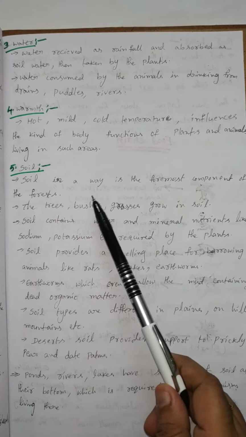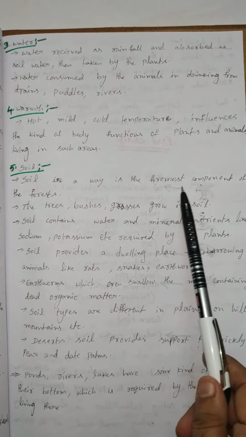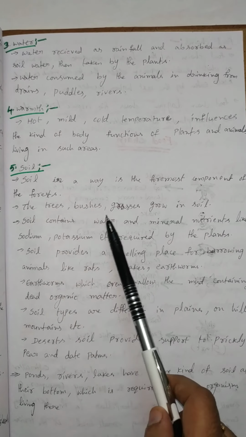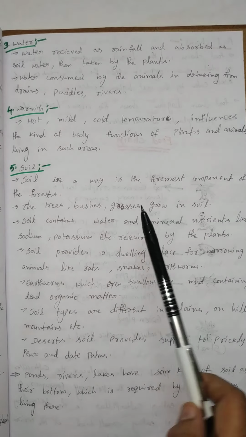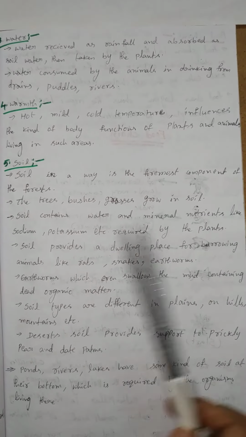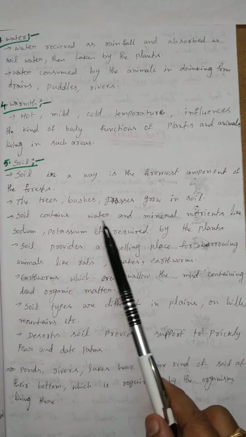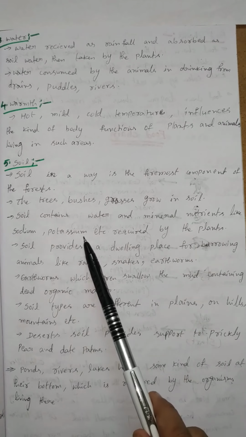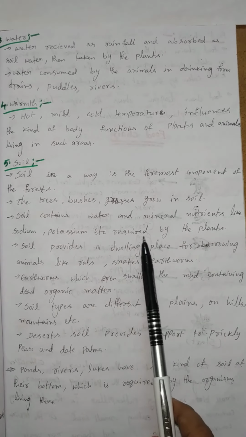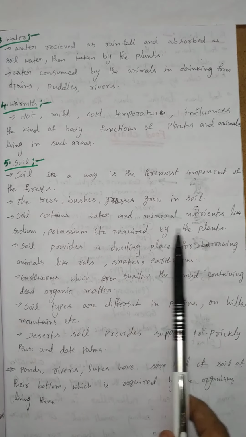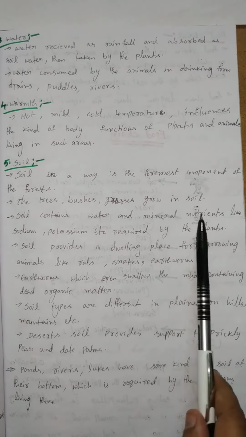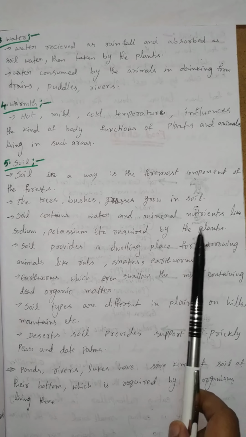Soil. Soil in a way is the foremost component of the forest. The trees, bushes, grasses grow in soil. Soil contains water and mineral nutrients like sodium, potassium, etc. required by the plant. So it is very useful for plant growth. The nutrients are very useful for plant growth.